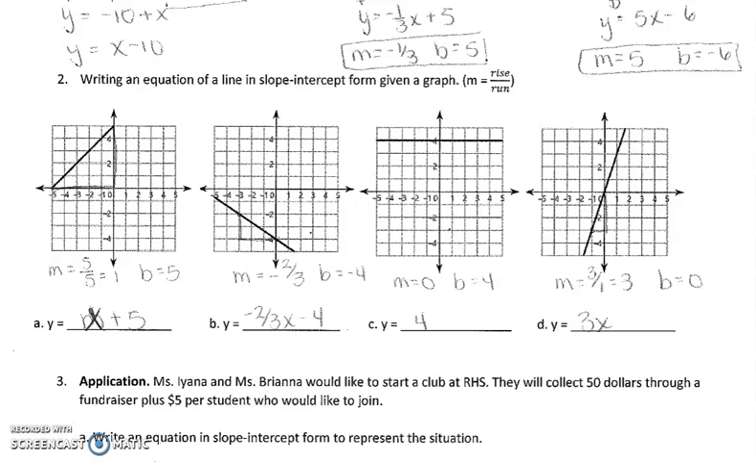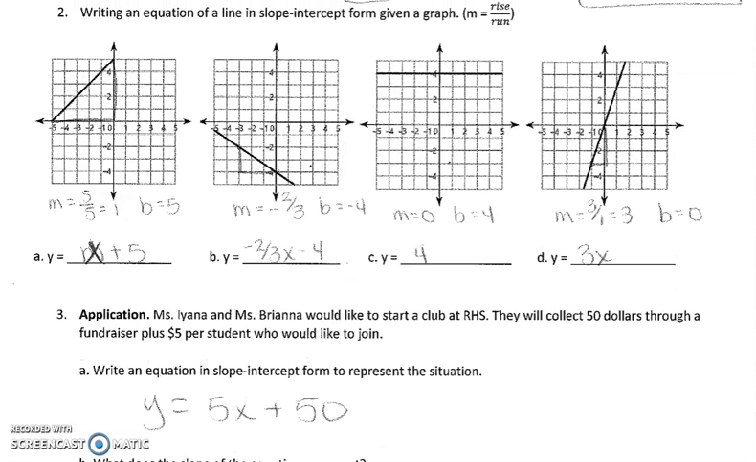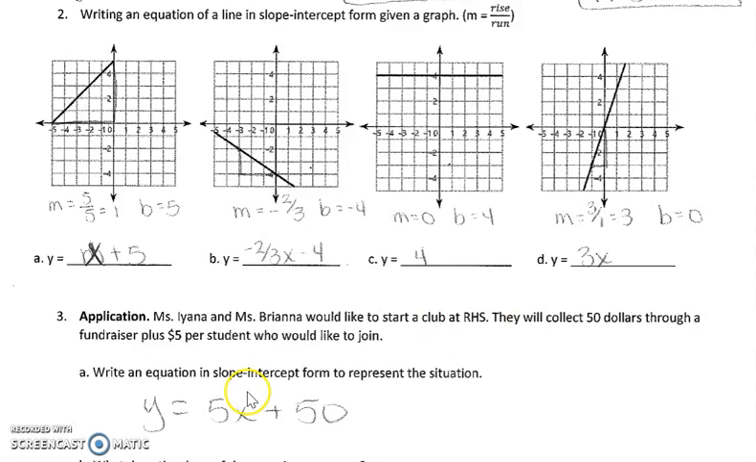We also talked about defining our variables. What would x be in this equation? X would be the number of students. What would y be? Total amount of money. Do we know the total amount of money? No. So that's what we have to find. So your equation should be y equals 5x plus 50. $5 per student plus the $50 they got in a fundraiser.